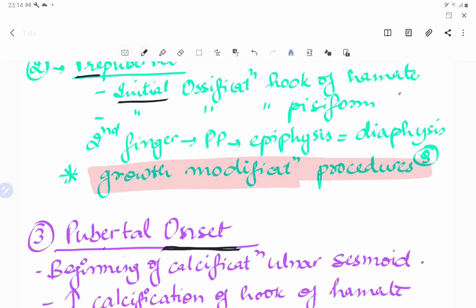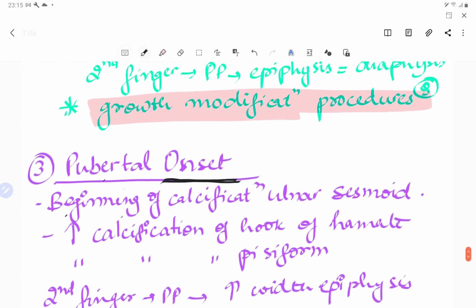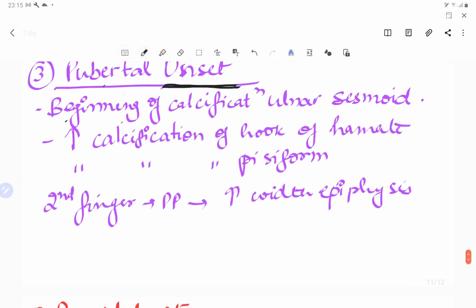This is onset. So we will start from the beginning of the calcification of the ulnar sesamoid, also increase in the calcification of the hook of hamate and increase in the calcification of the pisiform, and in the second finger there is increase in the width of the epiphysis which we see.